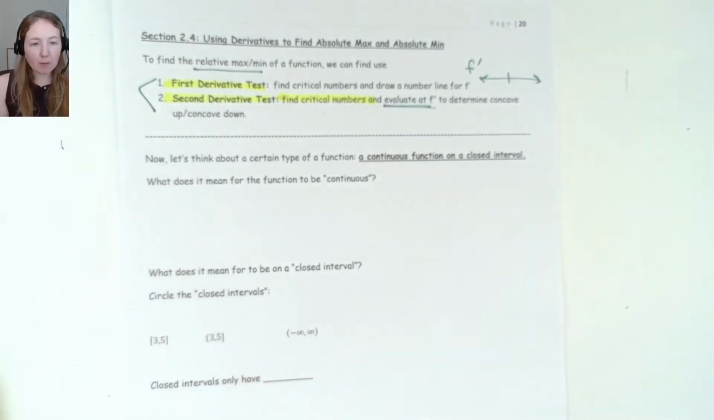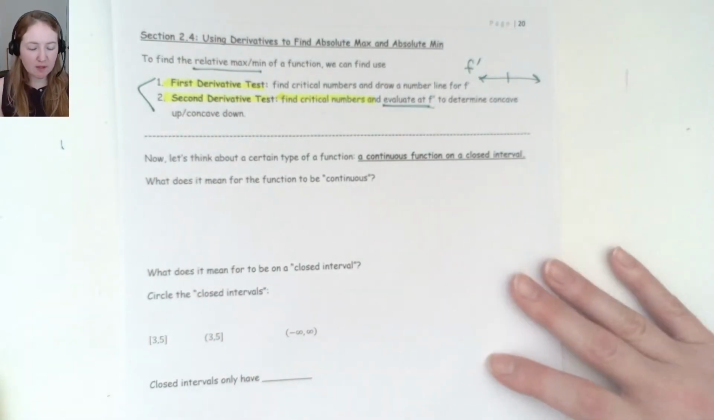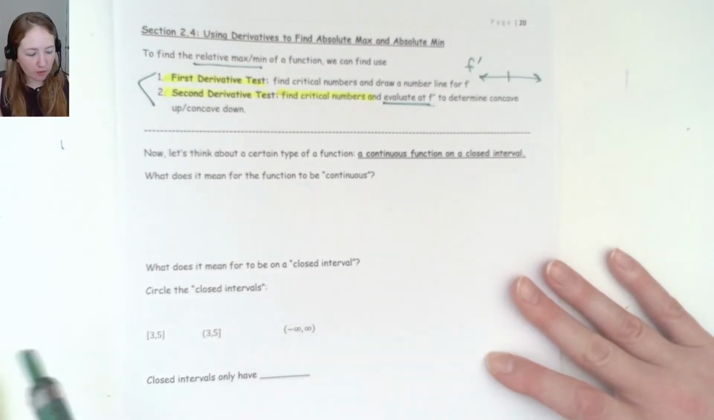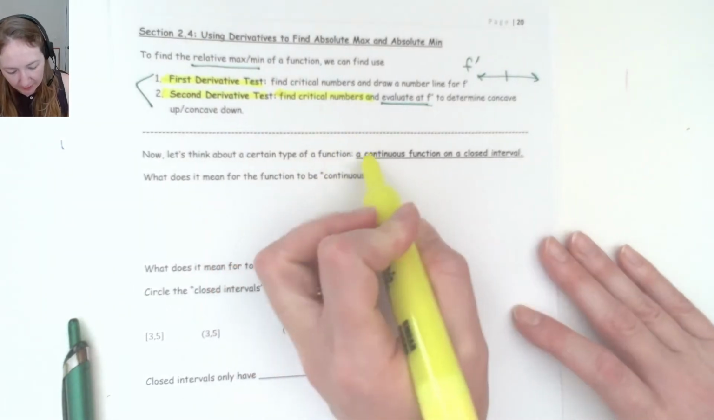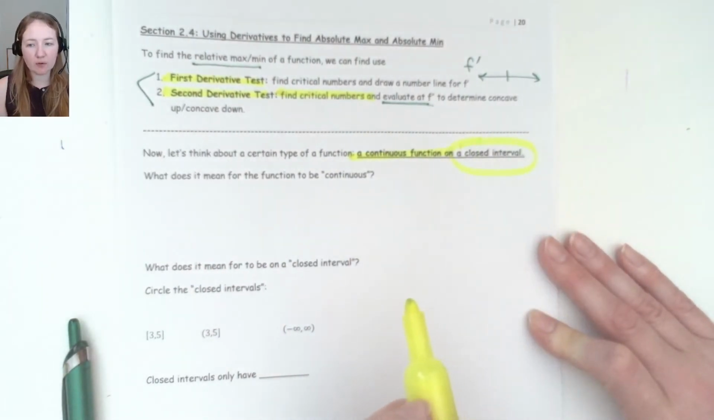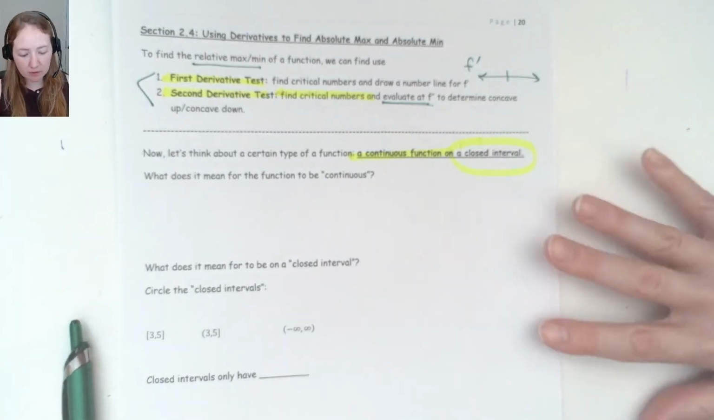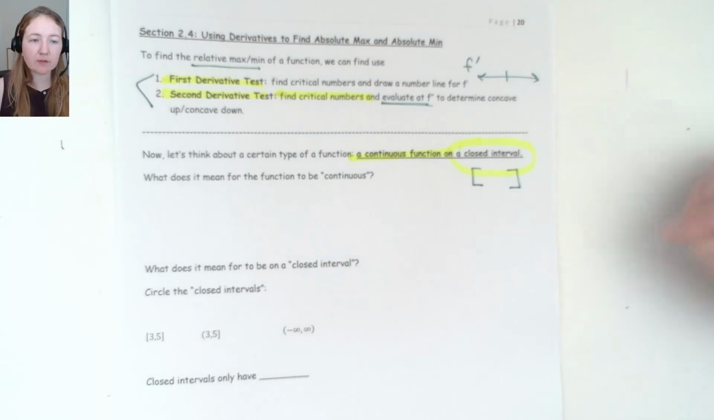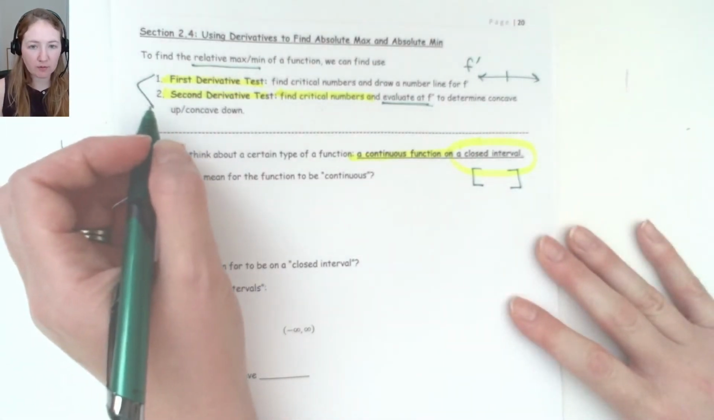Now, what we're going to do in this section is think about a completely different scenario. The scenario is if you have a continuous function on a closed interval. The closed interval is going to be a square bracket that is included in the problem statement. And when you have that closed interval, you are going to have a different process than the first derivative test.